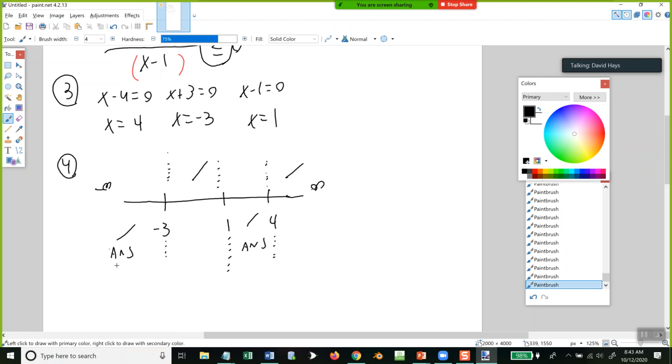Now this interval here is -infinity and -3. This interval is 1 to 4. Infinities always have parentheses on them. I said use brackets, so it'll be a bracket there, parentheses, and union symbol.